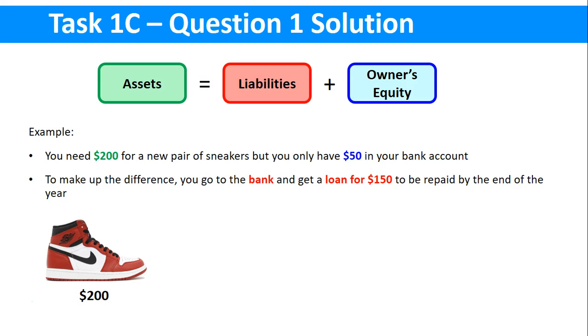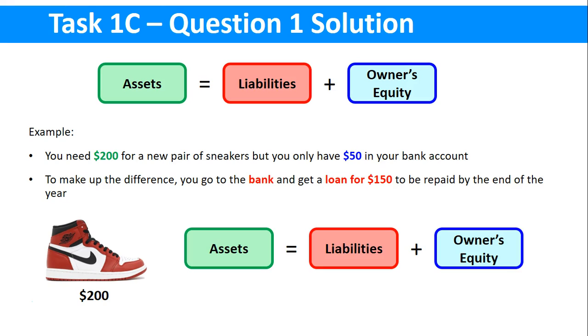So to make up the difference, you go to the bank and get a loan of $150 to be repaid by the end of the year. Looking at our accounting equation, we've got a $200 asset in the form of the pair of shoes. We've got a $150 liability because we actually owe $150 to the bank. And that would mean our owner's equity was $50. That's our residual interest in the shoes.